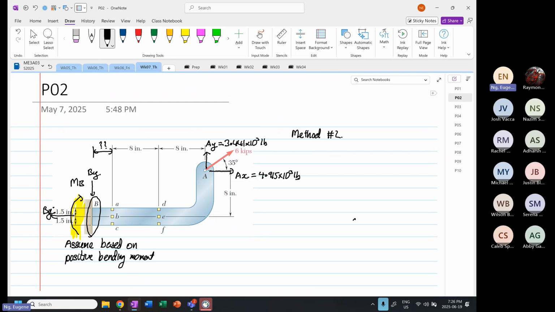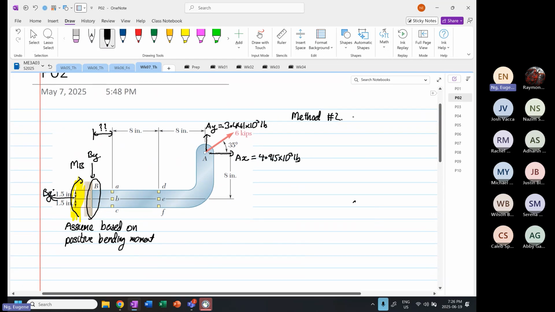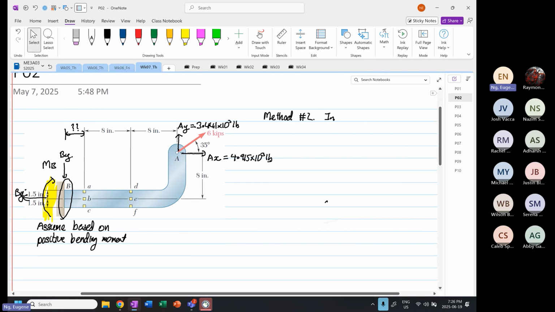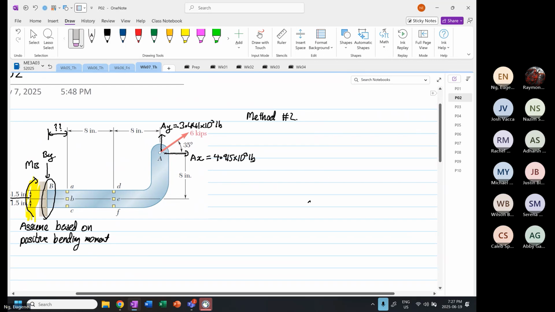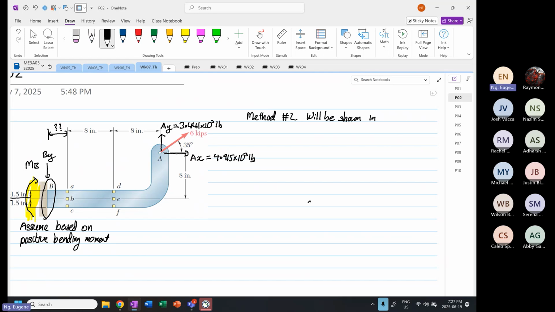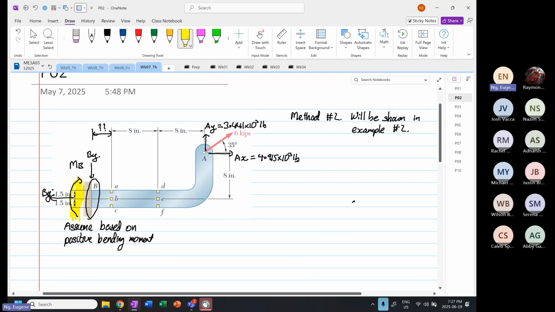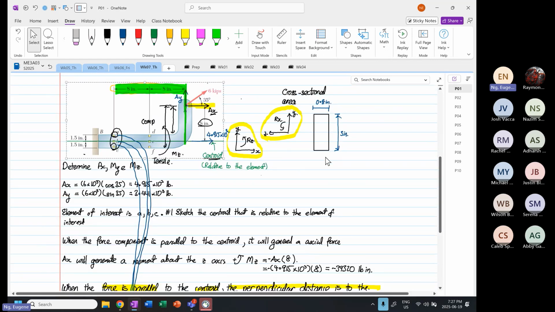Okay, fine. So we're going to try method 2. Can I show you in another example? Method 2 will be shown in example 2. As I said, why can we not use method number 2 over here? We don't know this distance. Unfortunately, it's not given to us. Now, coming back to what we have discovered already.